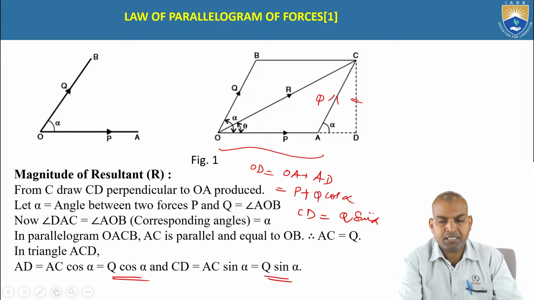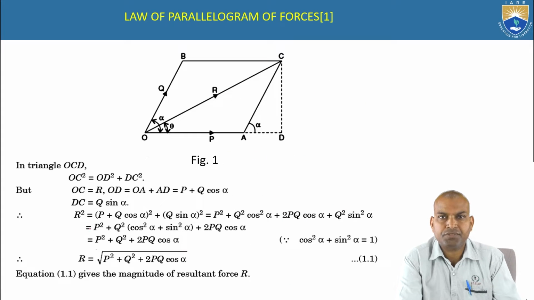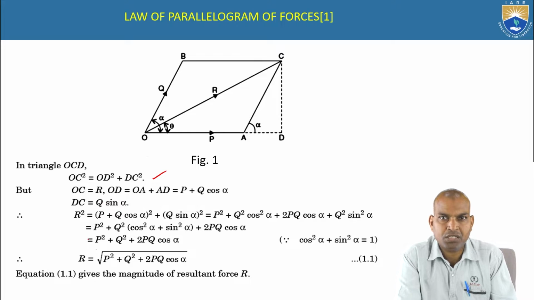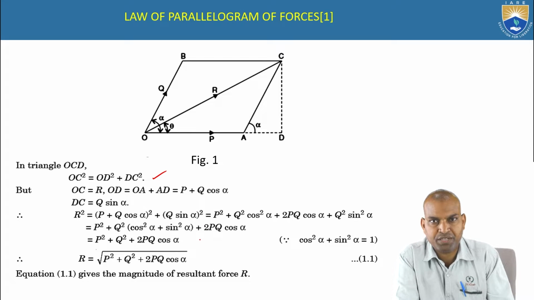If you substitute the terms in that theorem, OC square equals OD square plus CD square. What is OC square? OC equals R, so R square equals, what is OD? OD equals OA plus AD, that is P plus Q cos alpha. And CD equals AC sin alpha, that is Q sin alpha. Substitute over here and simplify it.